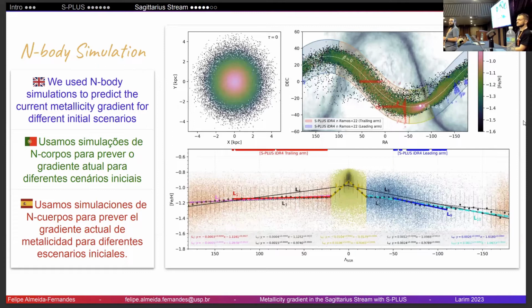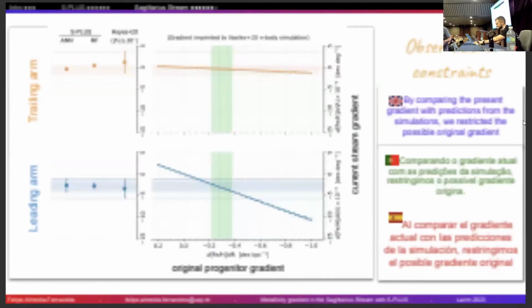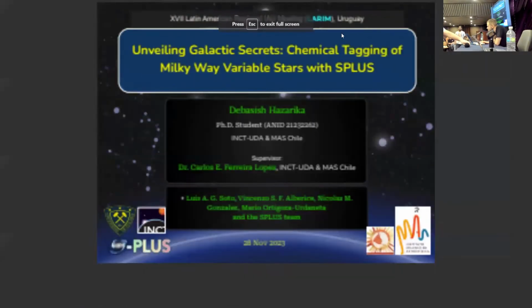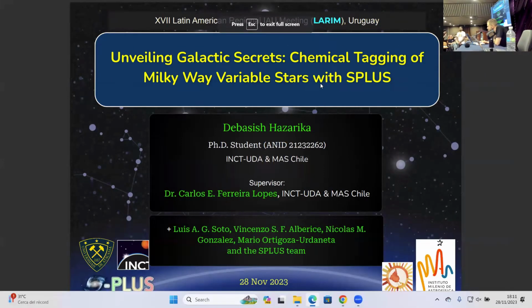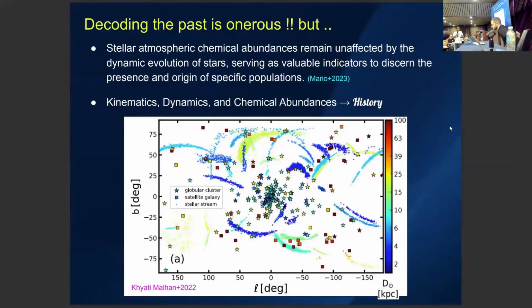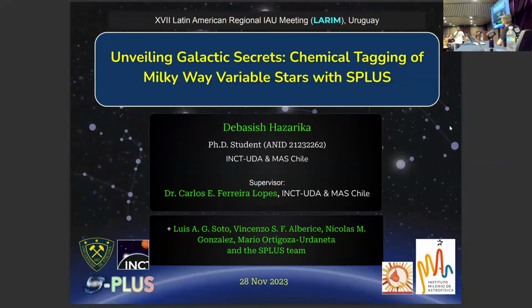I call Debasish, and then thank you very much. Now Debasish Hazarika will talk about unveiling galactic secrets: chemical tagging of Milky Way variable stars with S-PLUS. Hello. Yeah, thank you, Dante. My name is Debasish. I'm a PhD student at the University of Atacama. So I'll be talking about chemical tagging of Milky Way variable stars using S-PLUS.